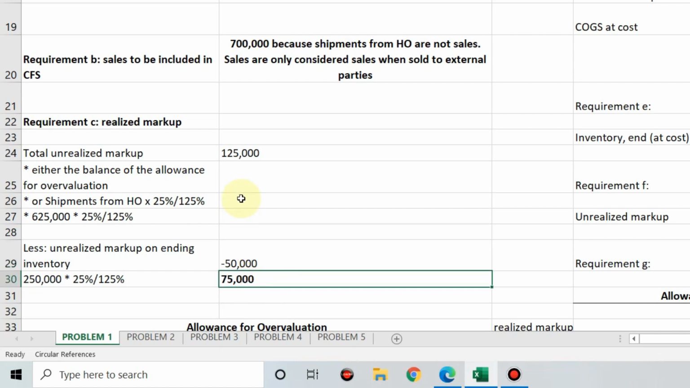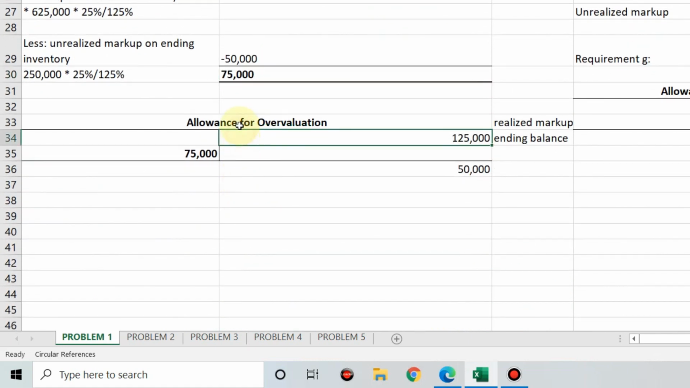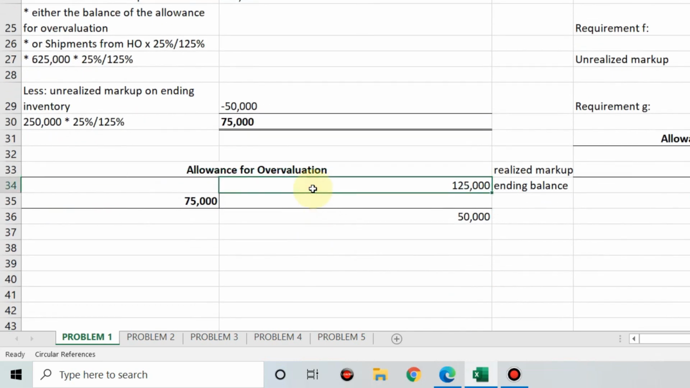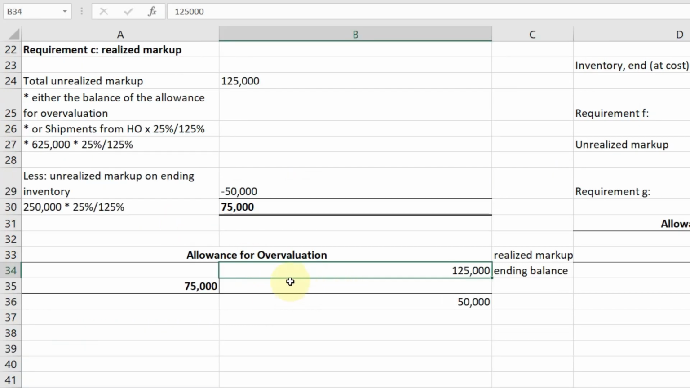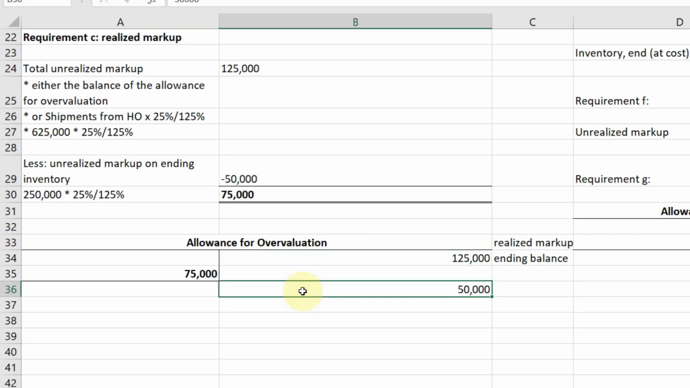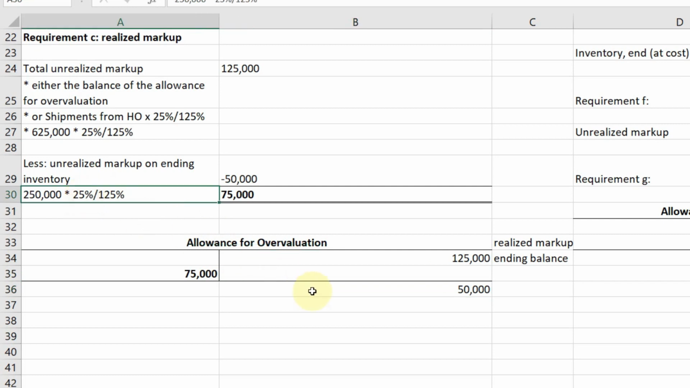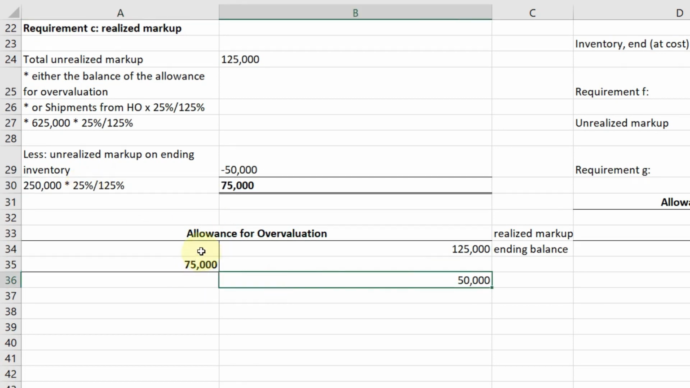A clearer view of this is this one. Okay, the T account. Masyado napalayo. Okay, we have the beginning balance of the allowance for overvaluation, which is 125,000. Okay, yun nakuha natin kanina. So, given siya and also pwede mo siya makuha from shipments from HO times yun nga, markup rate divided by billing rate. Then, given ka, na-compute natin yung allowance ng ending inventory, okay, which is 250,000, that's ending times yung 25% divided by 125, lagay mo lang siya dito and then do the quadrant method. So, ang nawawala ay ito.